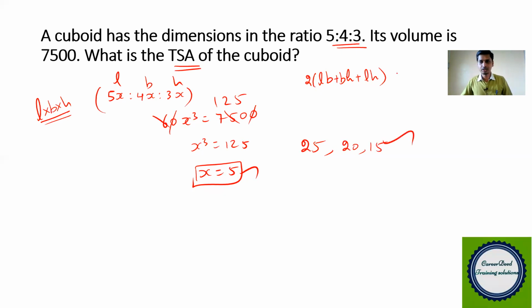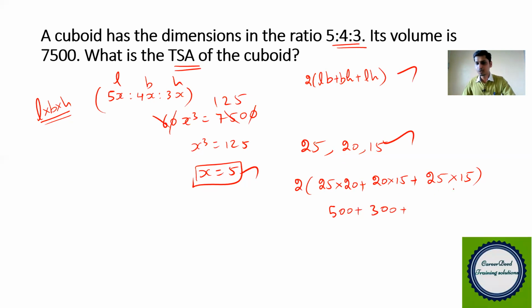Now substitute these values here. You will get the total surface area of the cuboid. So 2 times 25 into breadth 20, plus 20 into 15, plus 25 into 15. So this becomes your answer, right? So 25 into 20, how much do we get? 500. Plus 20 into 15, you get 300. Plus 25 into 15, how much do we get? 375.